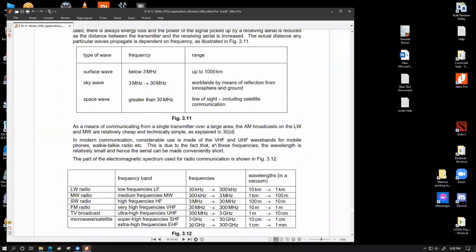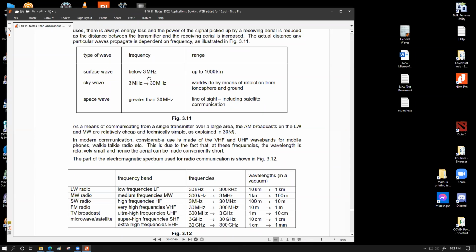Before I start this heading, I'd like to show you this table. Have a look over here. The typical frequency range that we use for communication purposes is divided internationally by the communication pioneers of this technology into 3 different sections. Frequencies lower than 3 megahertz are said to be surface waves. 3 megahertz to 30 megahertz are called the sky wave. Greater than 30 megahertz are said to be space waves.